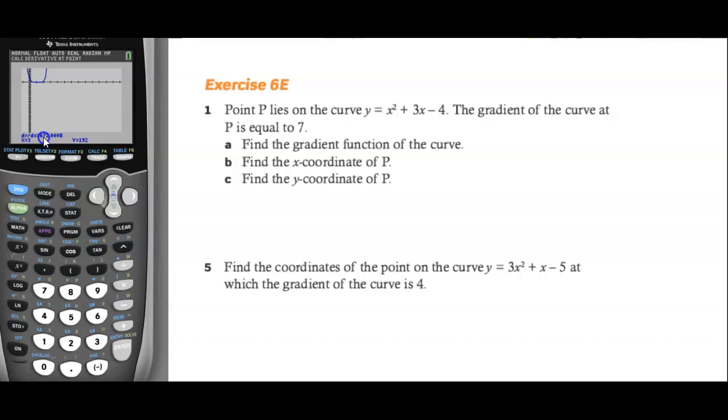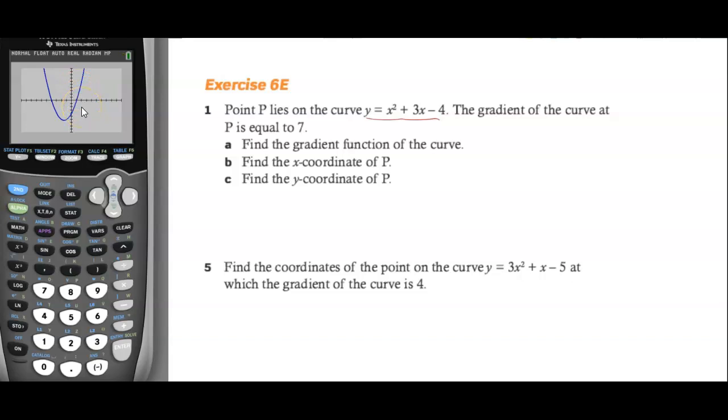So, point P lies on this curve. Okay, what do we do when we get a curve? We immediately type it into the calculator, right? So let's type it in the calculator. Y equals x squared plus 3x minus 4. And when I graph this, I'm just going to do a regular zoom. I'm going to do zoom standard, which is 6, because it's pretty much in the right place here. Okay, so here is our function.